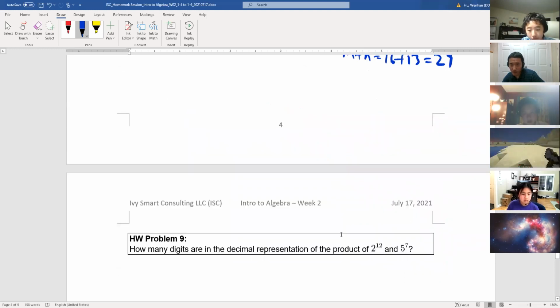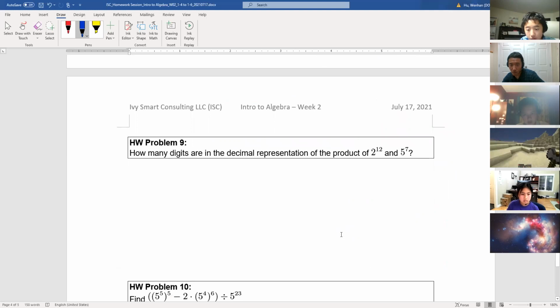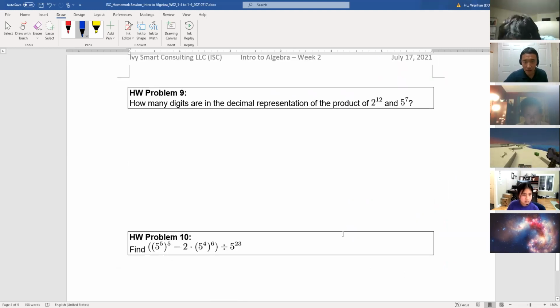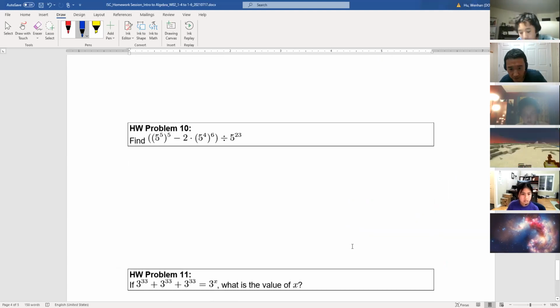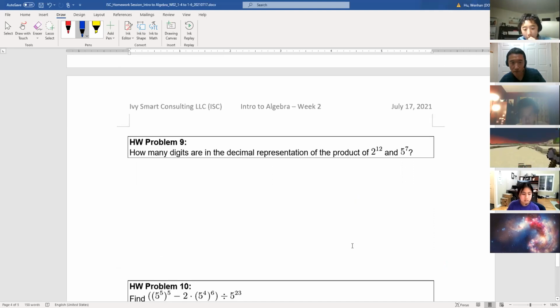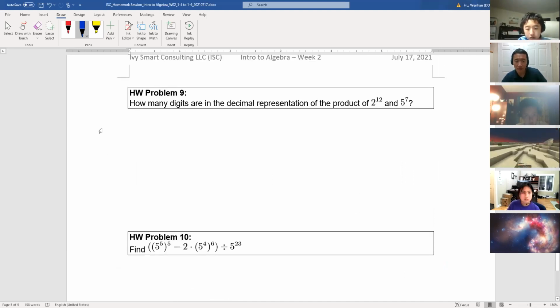Okay, if not, let's go to the next one, which is problem 9. We have 3 problems left. That's good. Let's see, how many digits are in the decimal representation of the product of 2 to the 12th power and 5 to the 7th power?